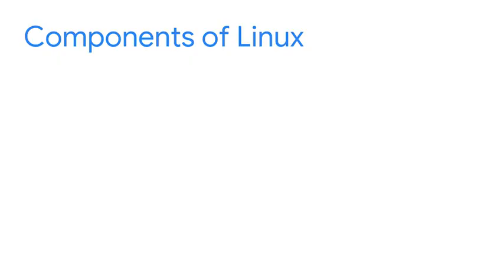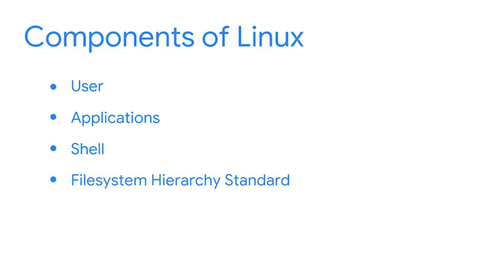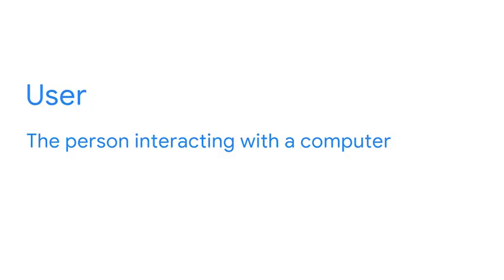The components of Linux include the user, applications, the shell, the file system hierarchy standard, the kernel, and the hardware. Don't worry, we'll go into these components one by one together. First, you're the user. The user is the person interacting with the computer. In Linux, you're the first element of the architecture of the operating system. You're initiating the tasks or commands that the OS is going to execute. Linux is a multi-user system. This means that more than one user can use the system's resources at the same time.